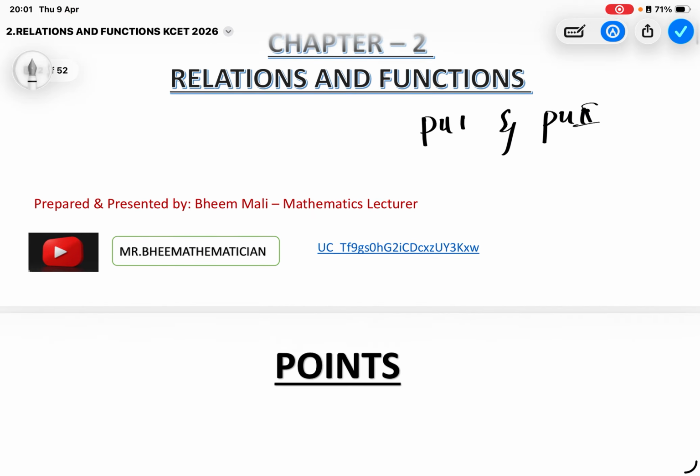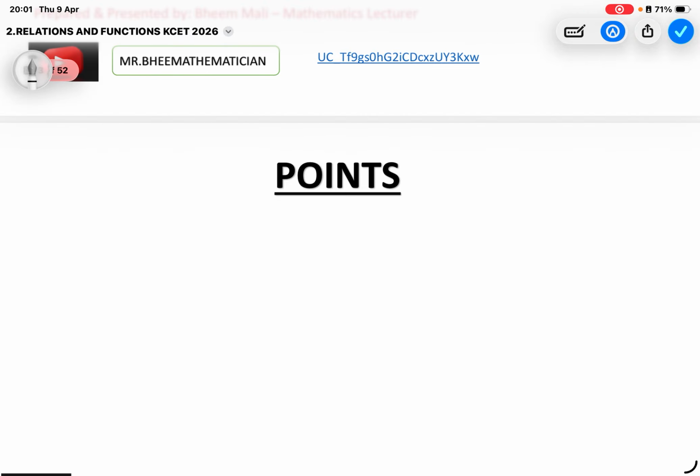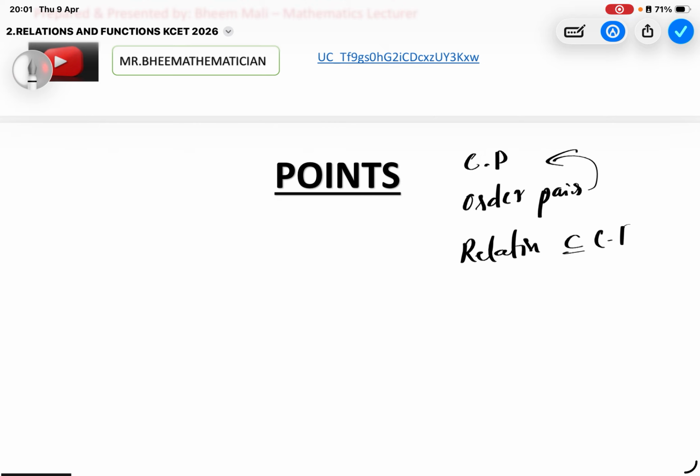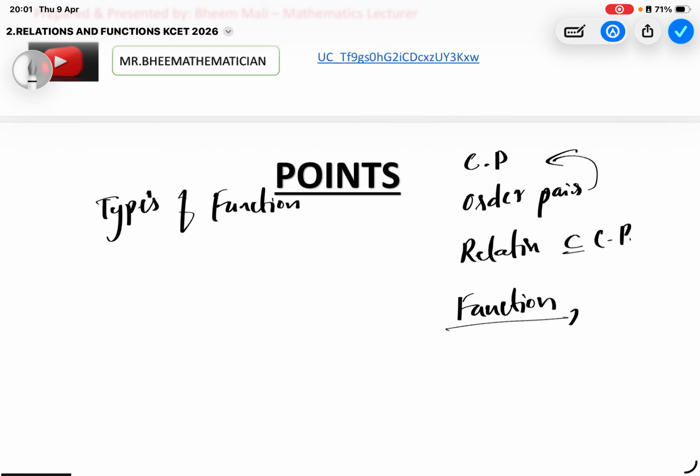You should know the chapter basics: the Cartesian product, ordered pair, first order pair, then Cartesian product, then a relation is a subset of the Cartesian product, and a function is where every element of the first set has one and only one element in the second set. After that, the types of functions: one-one and onto. I hope you have completed the theory classes, then come to all the questions.